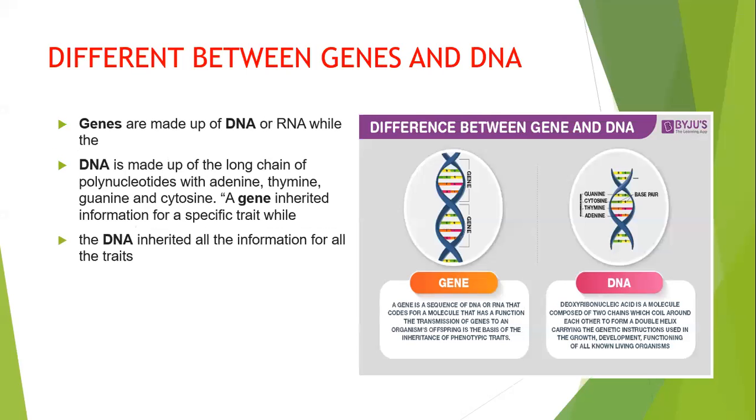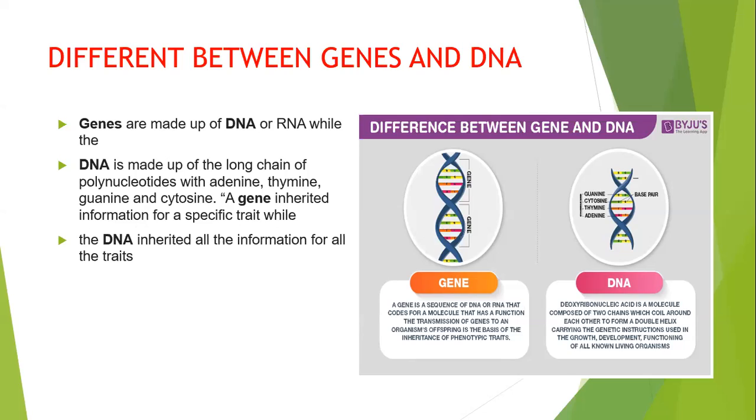So, what is the difference between genes and DNA? Genes are made up of DNA or RNA, while DNA is made up of long chains of polynucleotides with adenine, thymine, guanine, and cytosine. And a gene inherits information for a specific trait, while the DNA inherits all the information for all the traits.